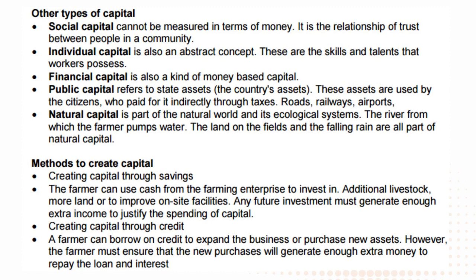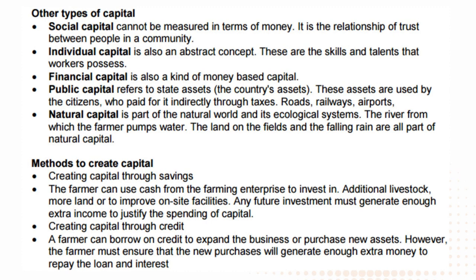Other types of capital. Social capital cannot be measured in terms of money. It is the relationship of trust between people in a community. Individual capital is also an abstract concept. These are the skills and talents that workers possess. Financial capital is a kind of money-based capital. Public capital refers to state assets, the country's assets. These assets are used by the citizens, who paid for them indirectly through taxes.